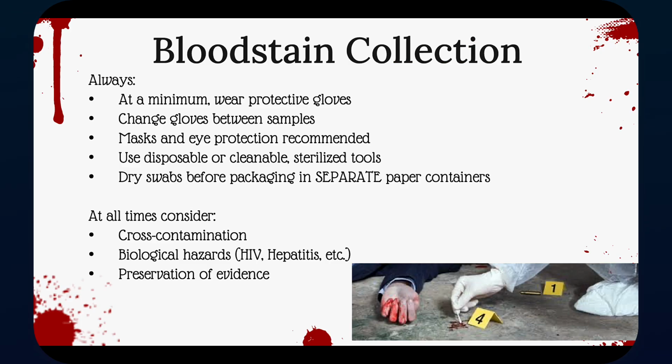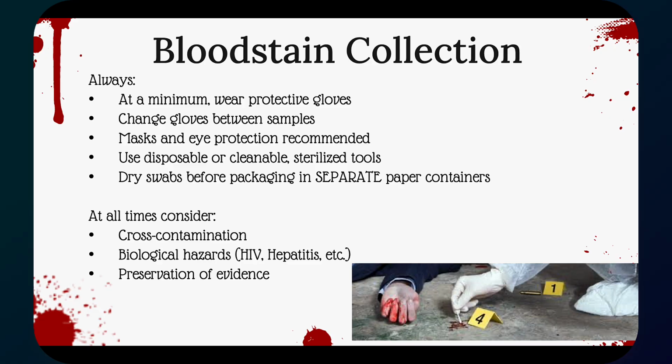All right, we'll do a little bit of review on blood stain collection. Here's a list of things you should always do. At a minimum, you want to wear protective gloves. Change gloves between every sample. Masks and eye protection are recommended. You want to use disposable tools that are sterile or cleanable sterilized tools. And dry your swabs before packaging in separate paper containers.